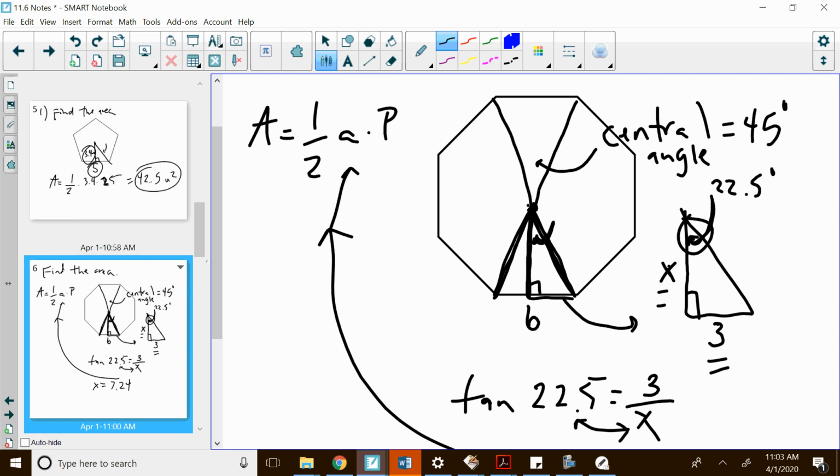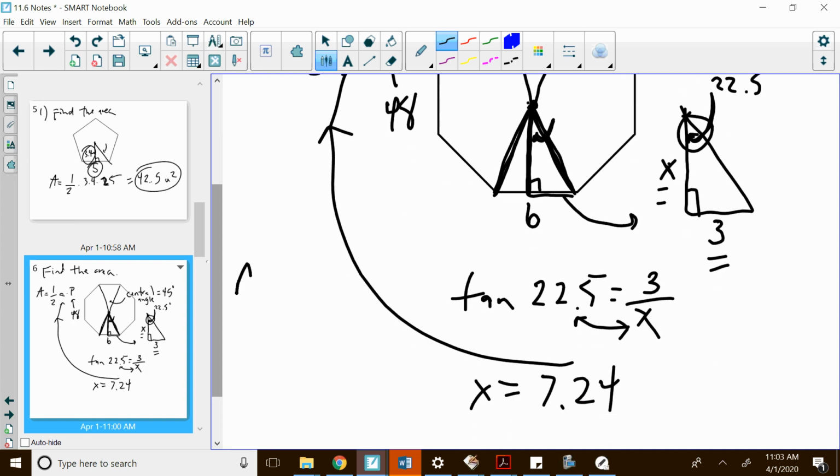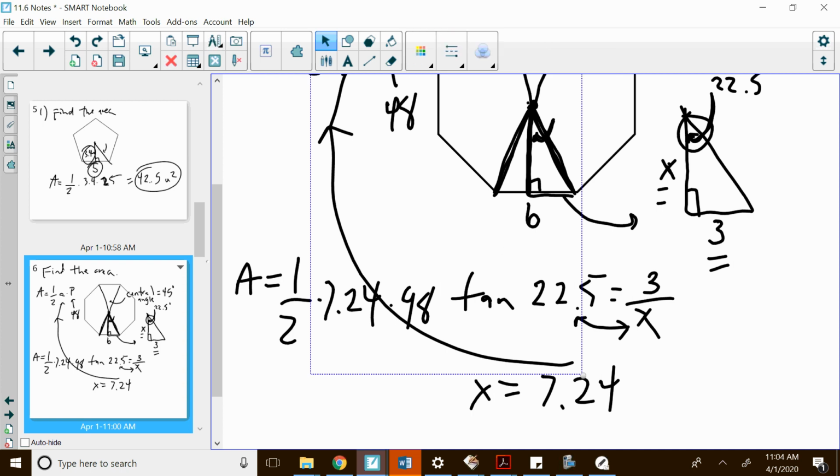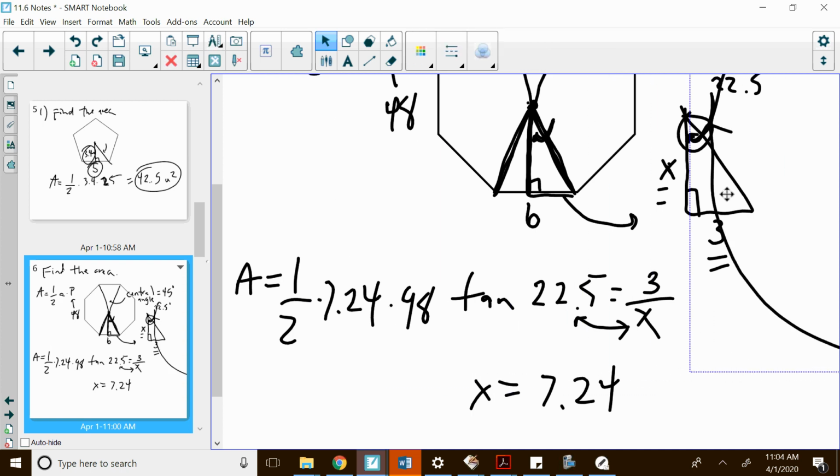The perimeter is going to be 48. It's going to be 6 times 8. So each side is 6. There's 8 sides, 48. Okay, so the area is 1/2 times 7.24 times 48. Jeez Louise, that's messy. 1/2 times 7.24 times 48.